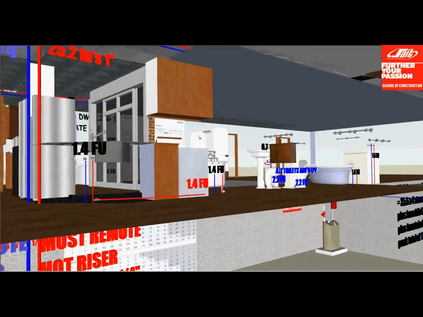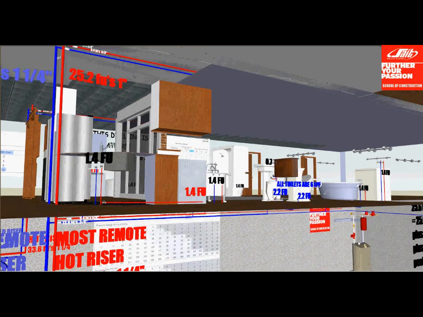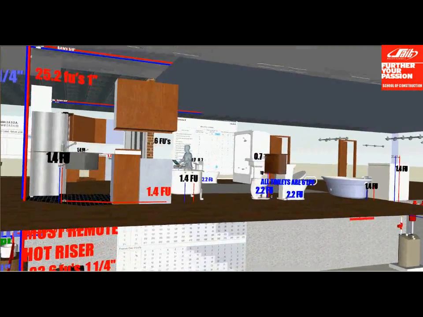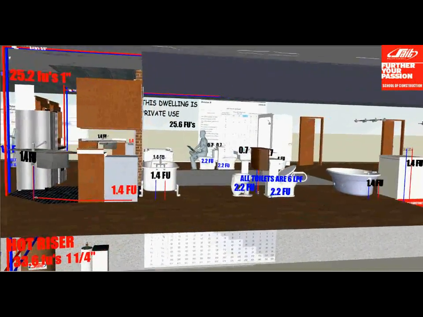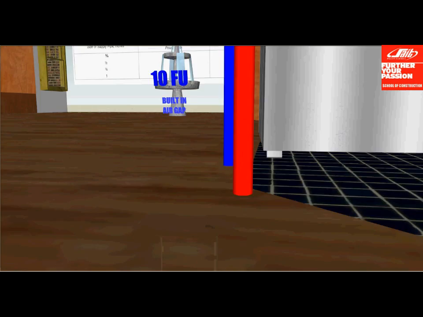On the first story, you will see a clothes washer, 2 bathtubs, 2 lavatories, 1 dishwasher, and 1 kitchen sink, for a total fixture unit load of 8.4 fixture units counted up to the hot riser, or the most remote riser in this building.